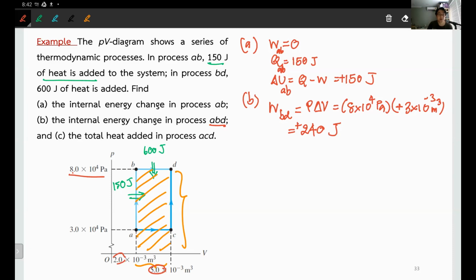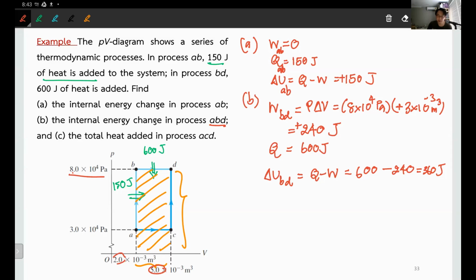What else do you know? You already know that there is heat added during the B to D process, another 600 joule. So the conclusion is that delta U going from B to D is going to be Q minus W. So it's going to be 600, subtract out the 240 that we just got. You're going to get 360 joule, but it's still positive. That's done.